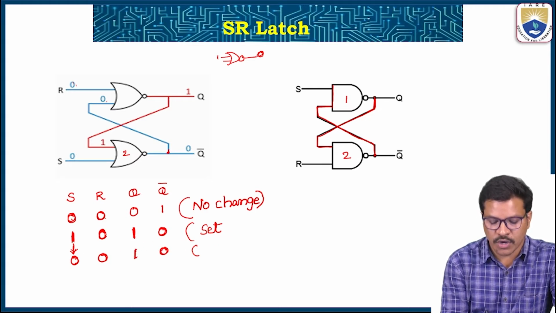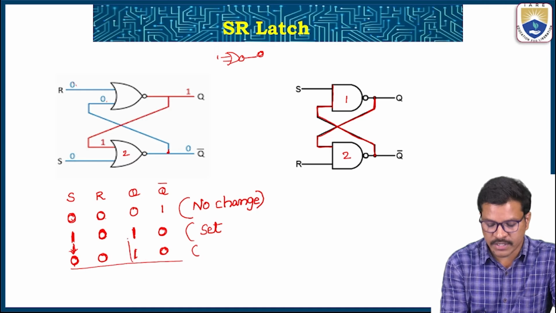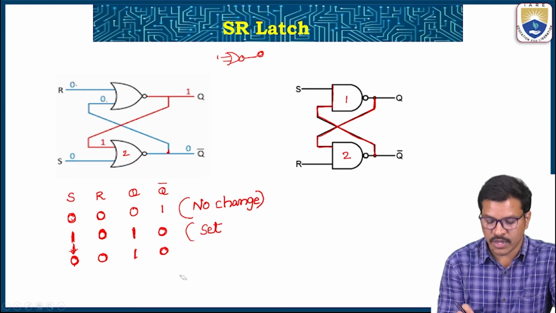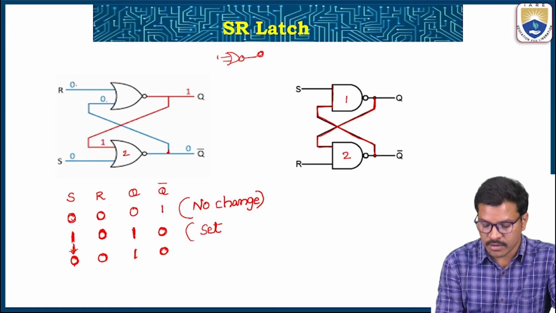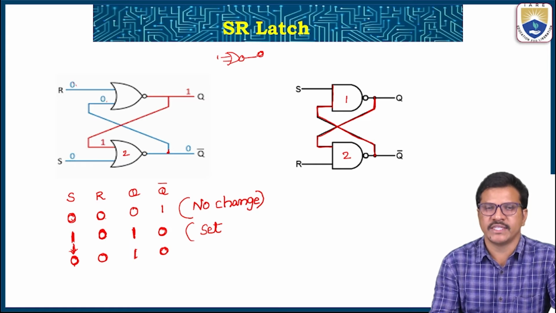So S is 0, R is 0, and after again returning back to S equal to 0, R equal to 0, the previous output is maintained. This kind of action is called memory. So that's why we can use this latch as a memory by maintaining the inputs as 0, 0 in the SR latch, NOR latch.